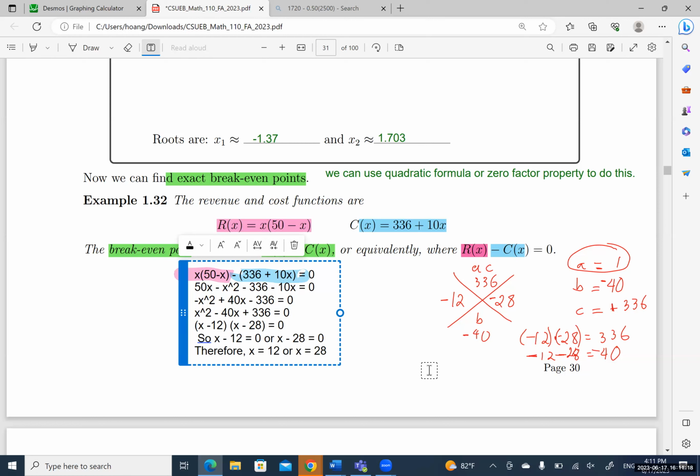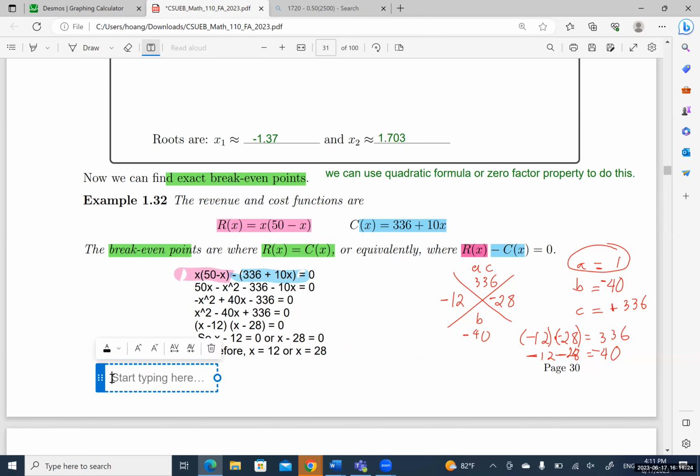So this will be the interpretation for this one. I'm going to say the break-even points are at x equal to 12 demand, or x equal to 28 demand. So that's going to be it for finding the break-even point by hand.